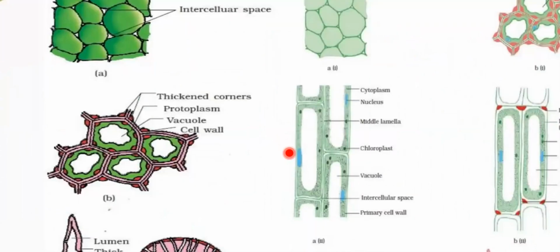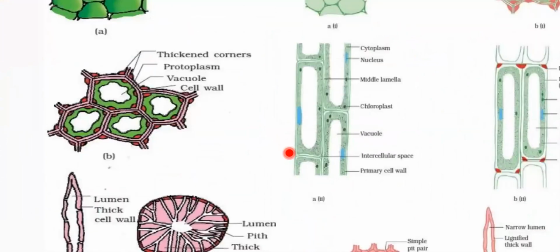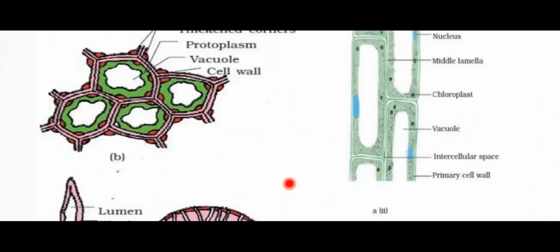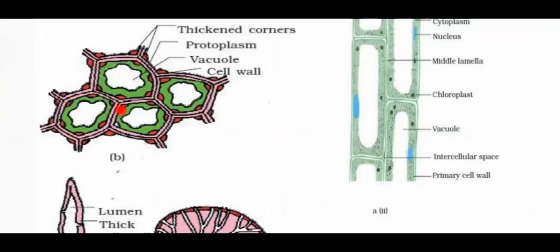Okay, similarly you can see the diagram of parenchyma tissue here. I'll just zoom it. Okay, so you can see the diagram of parenchyma. This is parenchyma. So what is this parenchyma? Parenchyma usually occurs in layers which are found usually below the epidermis.